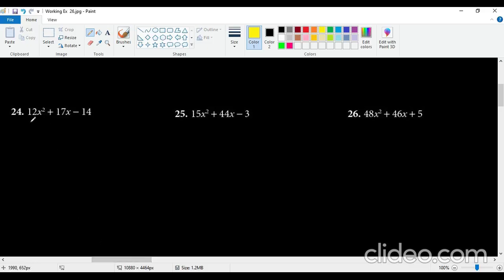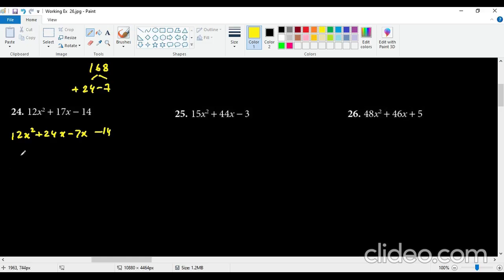In question number 24, 12 times 14 gives us 168. And to get the factors for 168, 24 times 7. 24 times 7 is 168, and 24 minus 7 is going to give us a 17. So I will write 12x square as it is, and minus 4, I will write 14 as it is, and plus 24x and minus 7x, like this I will write for question number 24.